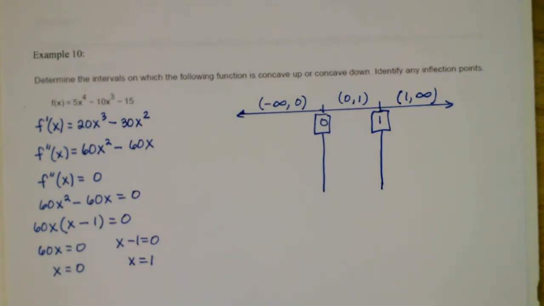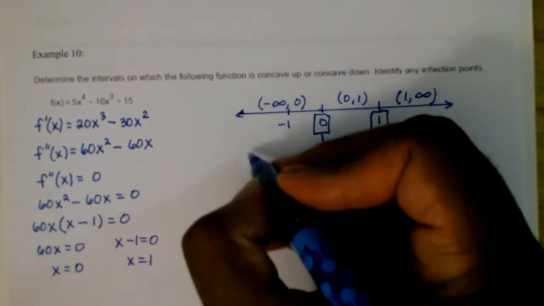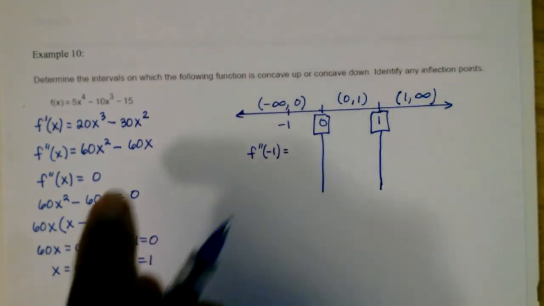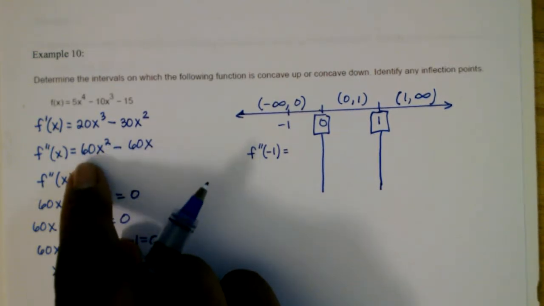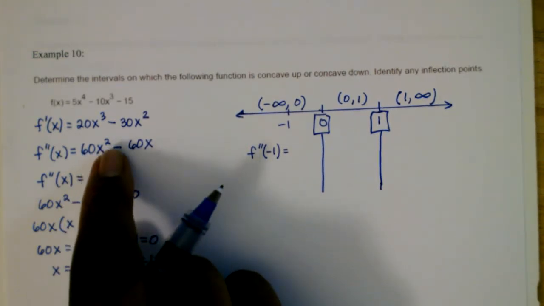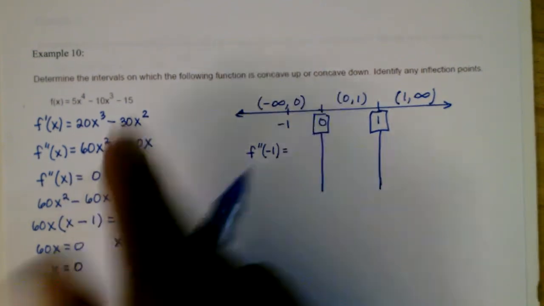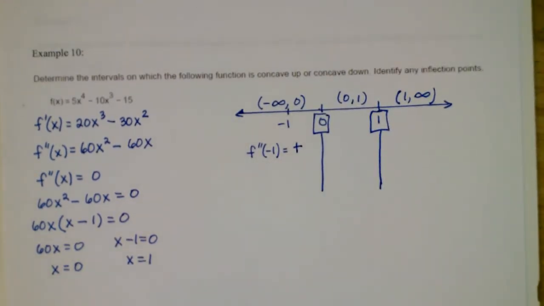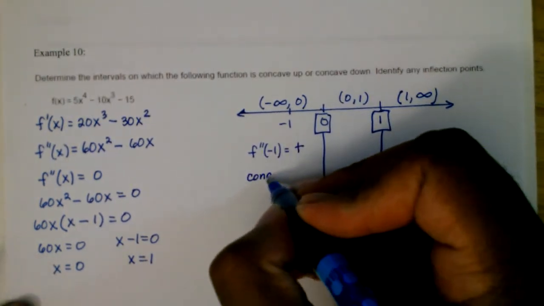So from negative infinity to 0, I'm going to use negative 1. And I'm going to evaluate f double prime of negative 1. And this I can pretty much do in my head here. Negative 1 squared would be positive 1, so this is going to be 60 here. Minus 60 times a negative 1 would be plus 60. So 60 plus 60 will be 120. That's going to end up being positive. So from negative infinity to 0, I'm going to get positive values for f double prime of x. That means the graph of the function will be concave up.